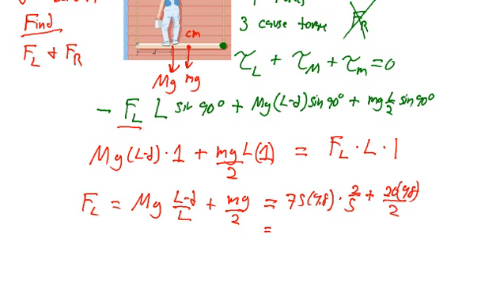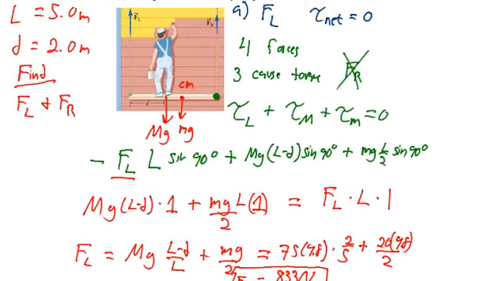Alright, so we get our calculator out. So we'll take 75 times 9.8 times 2 over 5, plus 20 times 9.8 divided by 2. So that equals 833 newtons. So the force due to the rope on the left-hand side of the platform is equal to 833 newtons.